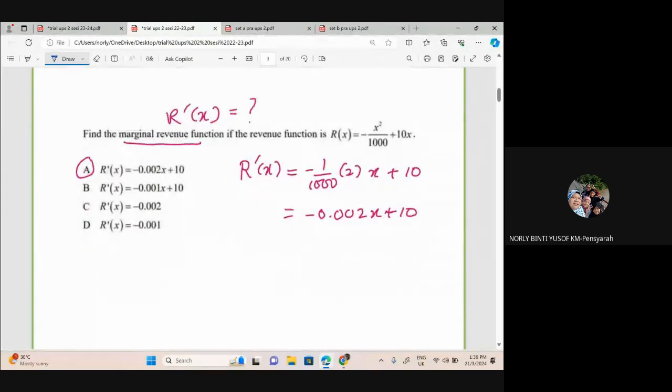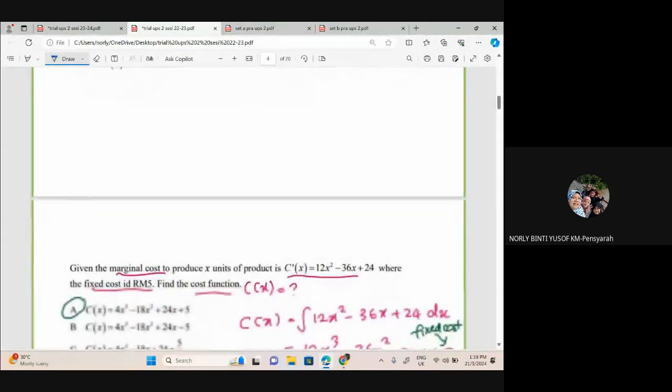Okay, and then marginal revenue cari, ni tadi samalah dekat soalan nombor 1 kan. Dia suruh cari marginal revenue, dia bagi R(X). So you have to differentiate lah. So differentiate, dapat jawapan, circle the jawapan yang you differentiate based on your function revenue.